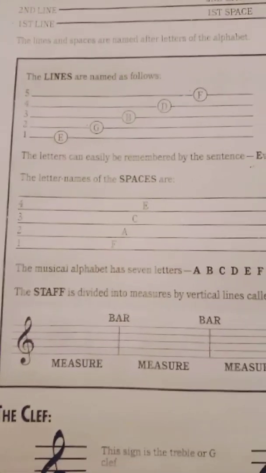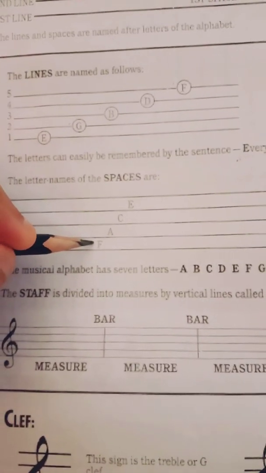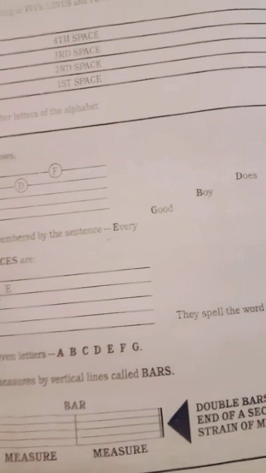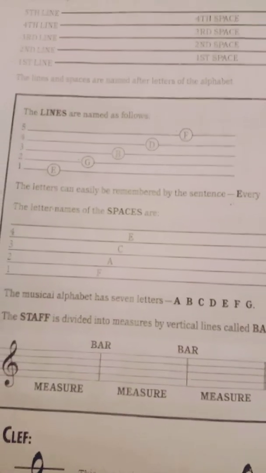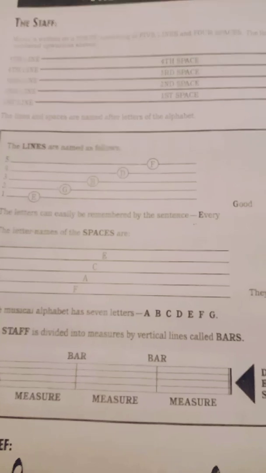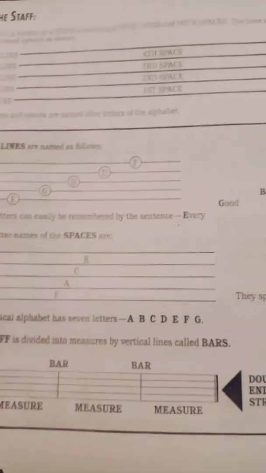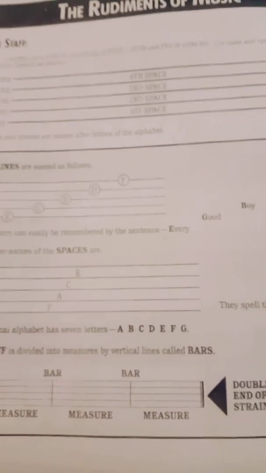And the letter names on the spaces are: the first space corresponds to F. The second space corresponds to A. The third space corresponds to C, and the fourth space corresponds to E. Now, I know it might be a daunting task to remember the note names on every line and every space, but in this book, the Mel Bay guitar method book, they've broken it down and made it easy to remember the notes on every line and space.